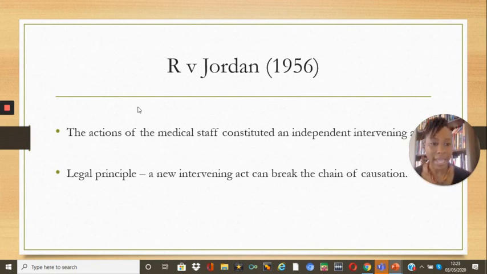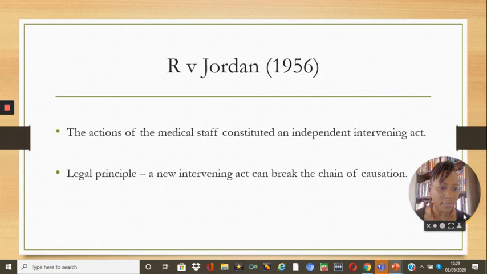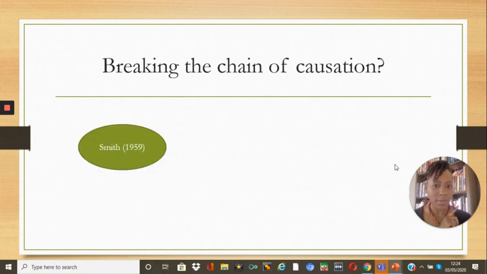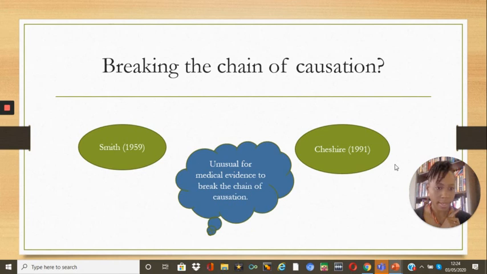The court also said the actions of the medical staff constituted an independent intervening act. It's a whole new thing on its own. Look what these guys have done. And they confirmed that a new intervening act can break the chain of causation. It doesn't mean that a new intervening act will always break the chain of causation, but the court was telling us that it can. And we'll see how they responded to similar arguments by defendants, because it has been very difficult to prove that medical evidence can break the chain of causation.